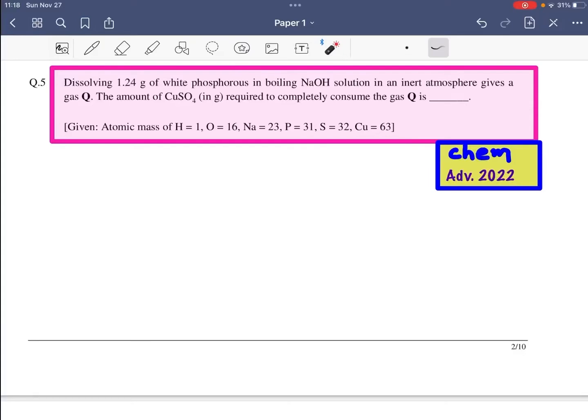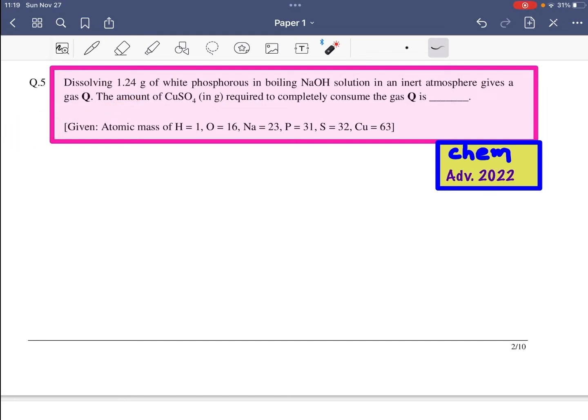Good morning. Today we'll see a question from paper 1 of the IIT Advanced 2022 chemistry paper. So this question is from P block elements and some basic concepts.